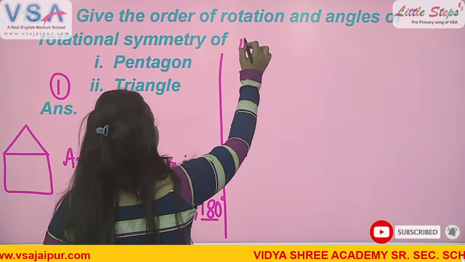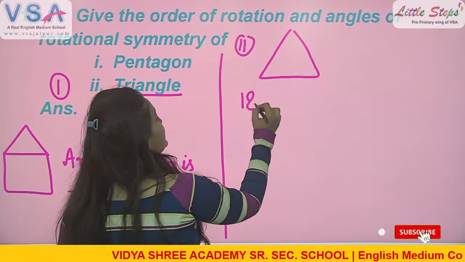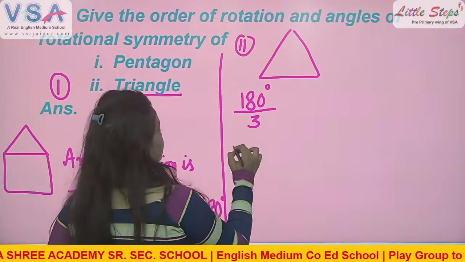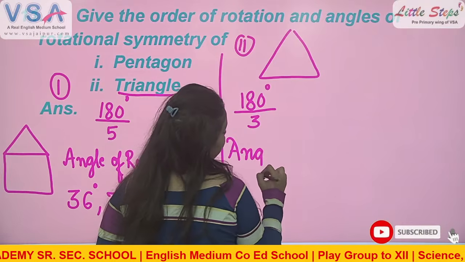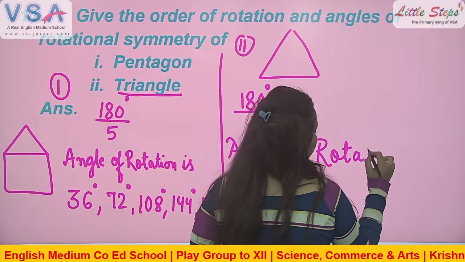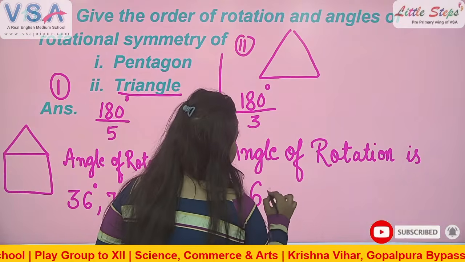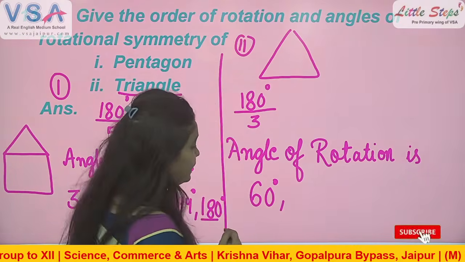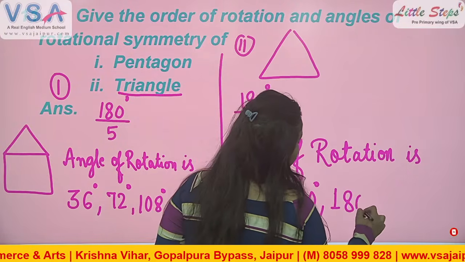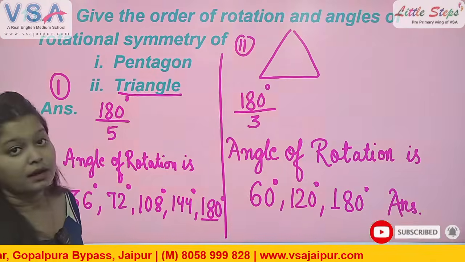Second part, we need to find triangle. As you all know, triangle is this. Triangle has 3 sides. We need to divide 180 by 3. So what we have? Tell me, 180 को 3 से डिवाइड करेंगे क्या आएगा? Angle of rotation क्या होने वाला है इसमें हमारे पास? 60 degree, and then we need to add 60 again in it. We have 120 degree, and then 60 we have 180 degree. Clear? This is the question of your chapter symmetry. The angle of rotation question.